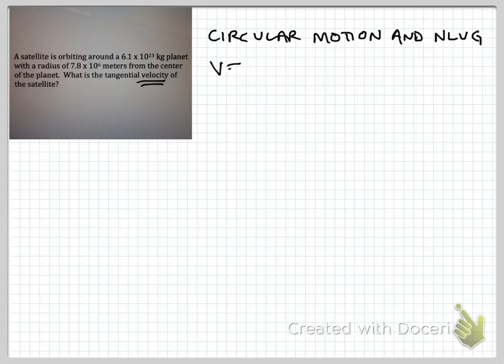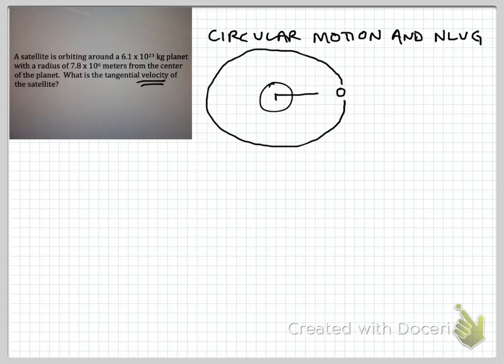My first thought is let's take a look at velocity. V equals 2 pi r over t. The problem is, if you look at the problem, there's no time, at which point many of us might give up. But let's take a look at what this problem actually is involving. It's involving a planet with a satellite that's going around it. And we happen to know the radius, or the distance that the satellite is from the planet. And we know that it's going in a circle.